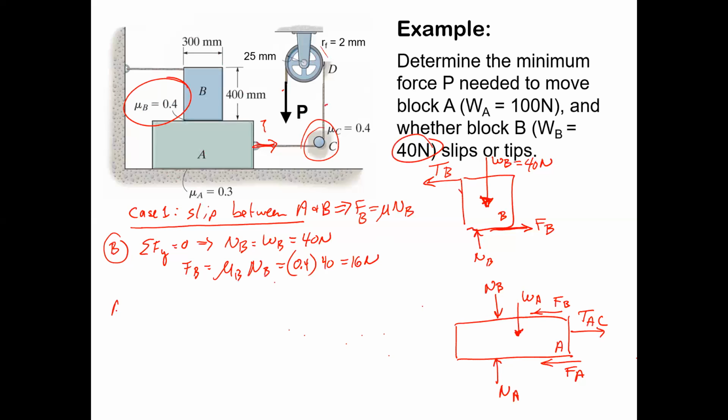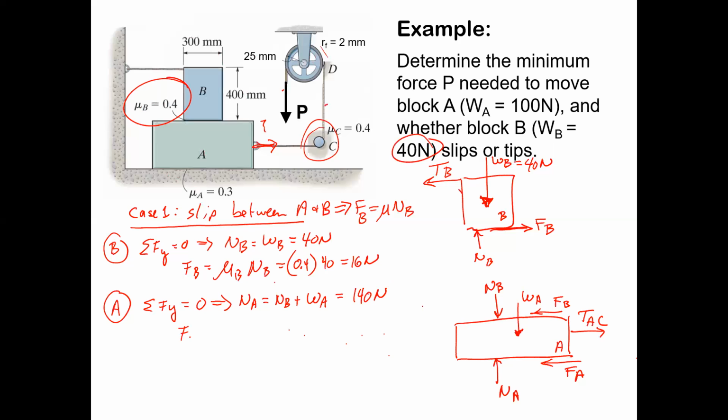So then we can turn to box A and do the sum of the Fy's equals 0, and that tells us that NA going up has to equal NB plus WA. These are easy problems because everything is vertically aligned. And since WA is 100 and NB is 40, that means NA is 140 newtons, pushing up those two boxes.